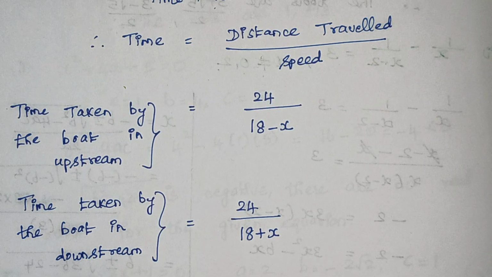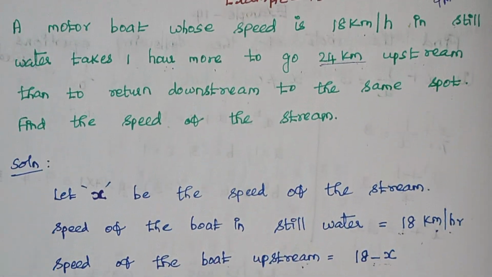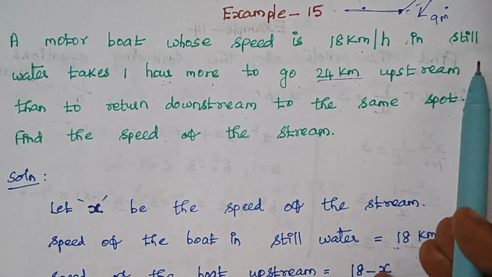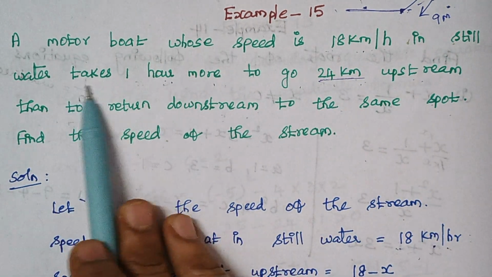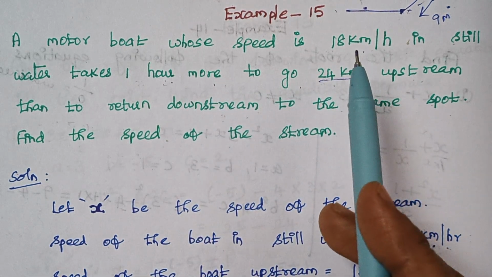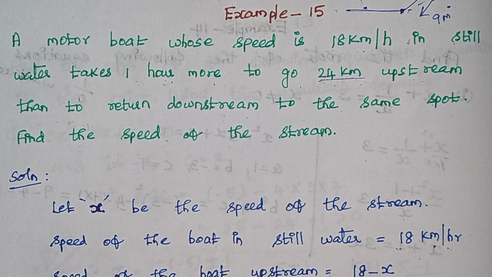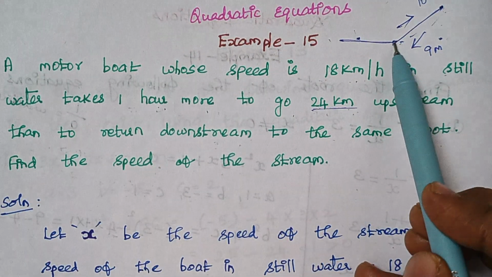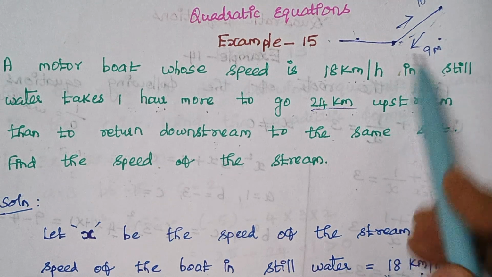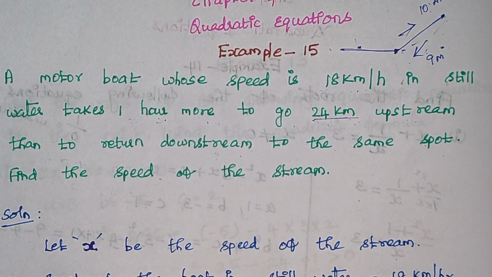So now the key thing is it takes 1 hour more, right? That is the key statement here. You see, it is given in the problem now. In still water, it takes 1 hour more to go 24 kilometers upstream. So, the difference in time to travel between upstream and downstream is 1. That is, the difference between these two things is 1.